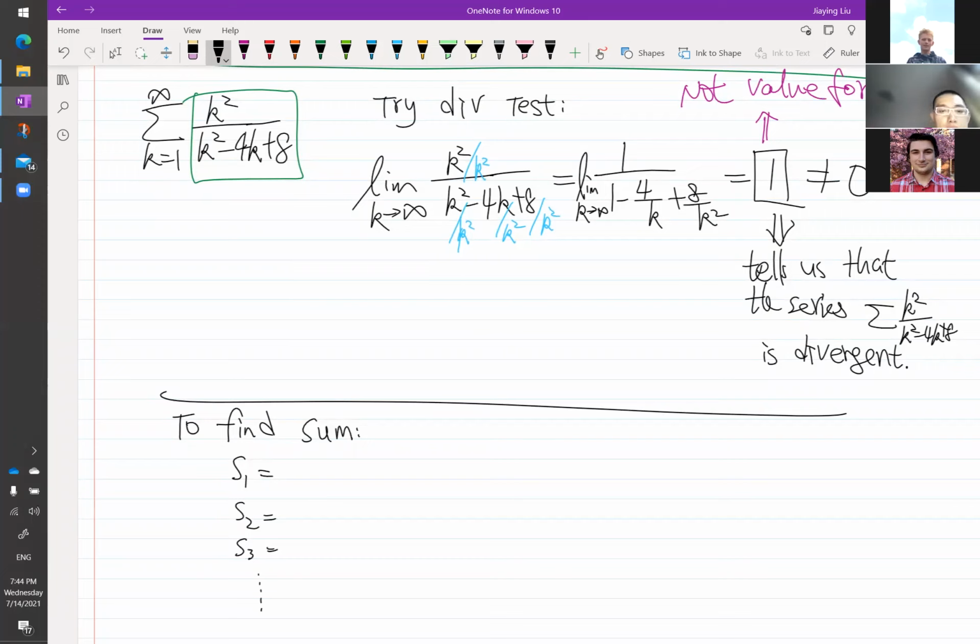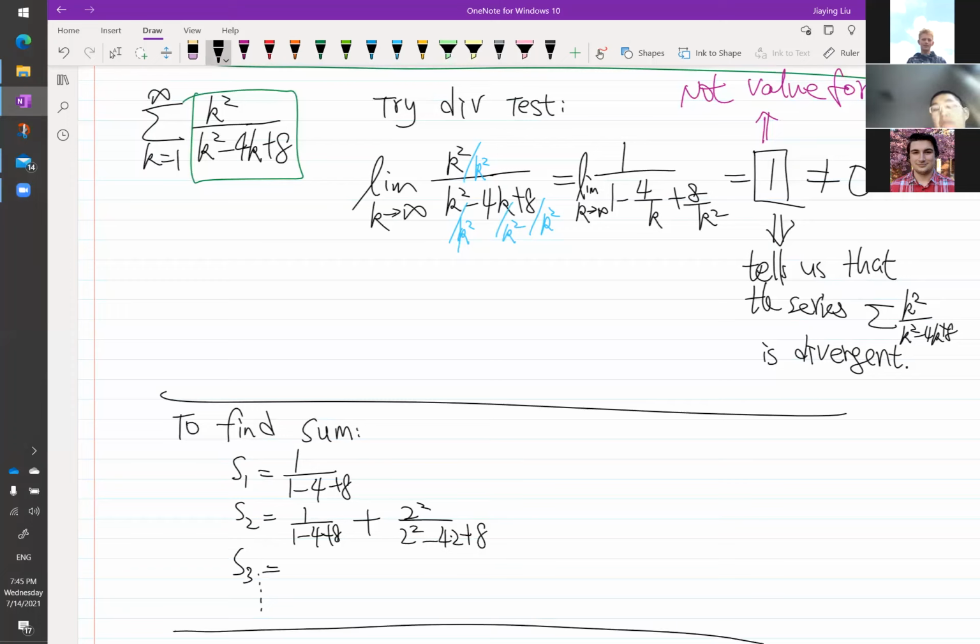That's when you plug in 1, 2, and 3 for the variables. Yeah. So S1 will be just the first term. So we just put 1 squared over 1 minus 4 plus 8. That's the first. S2 is you take 2 terms and add them together. So you have 1 over 1 minus 4 plus 8, then you add the second term from the series, which is putting 2 there. And then S3 is you take the 3 terms and add them together. If it's convergent, you can see the value approaching a number.